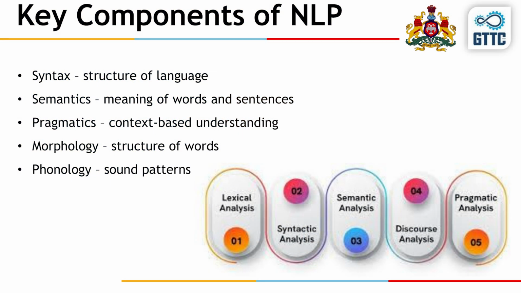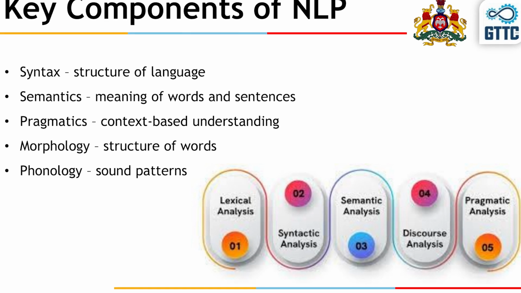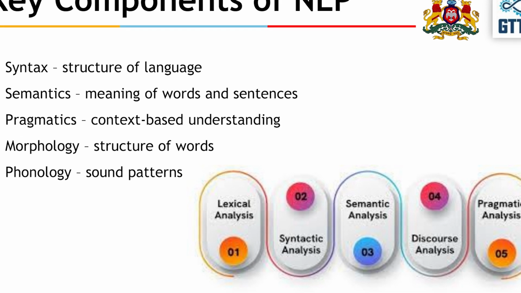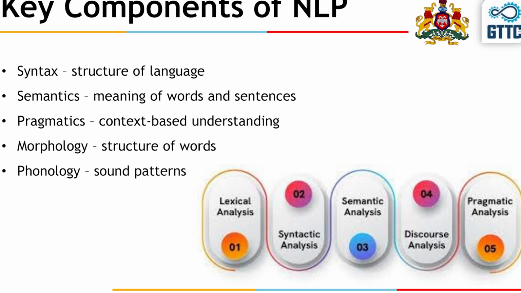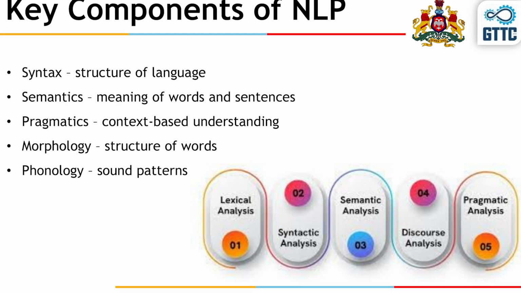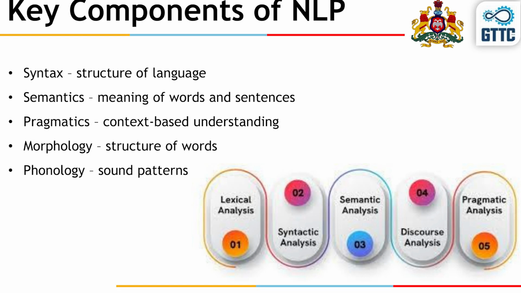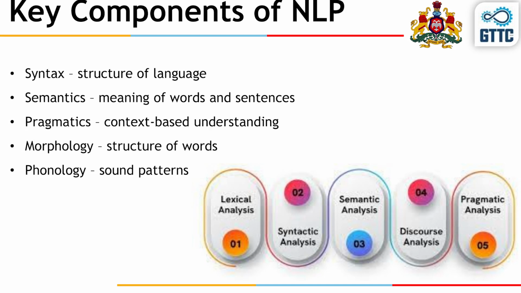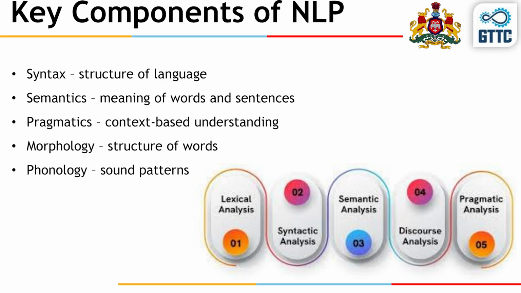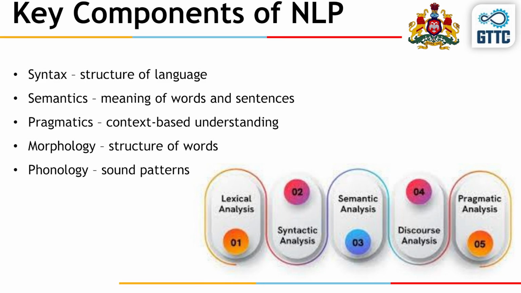The next component is morphology. Morphology is nothing but analyzing the structure and format of words. Sometimes we have to break the words to understand. For example, unbelievable. So here there are three components: un, believe, and able. And when you talk about unbelievable, un is prefix, believe is the root word, and able is the suffix. So sometimes we have to break the words in order to understand their meanings.